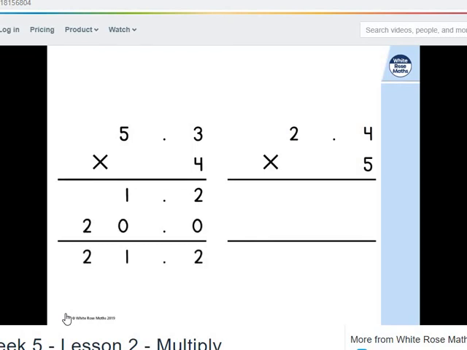Add it together, 21.2. And then 5 times 2.4, well, 5 times 0.4 is 2. And then 5 times 2 is 10. The answer would have been 12.